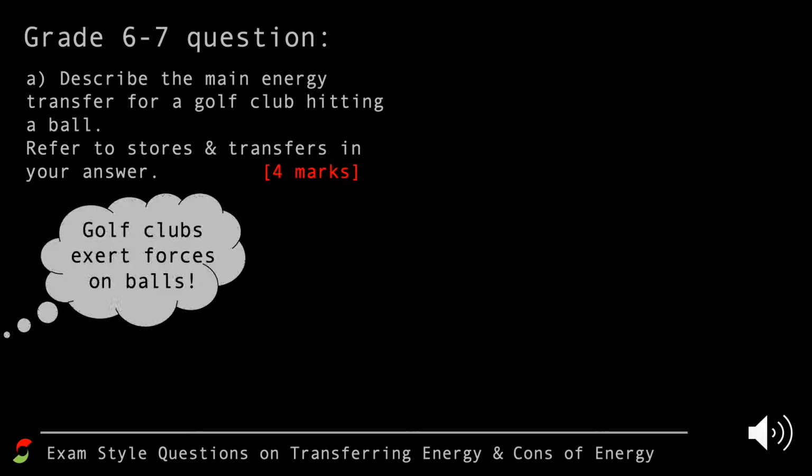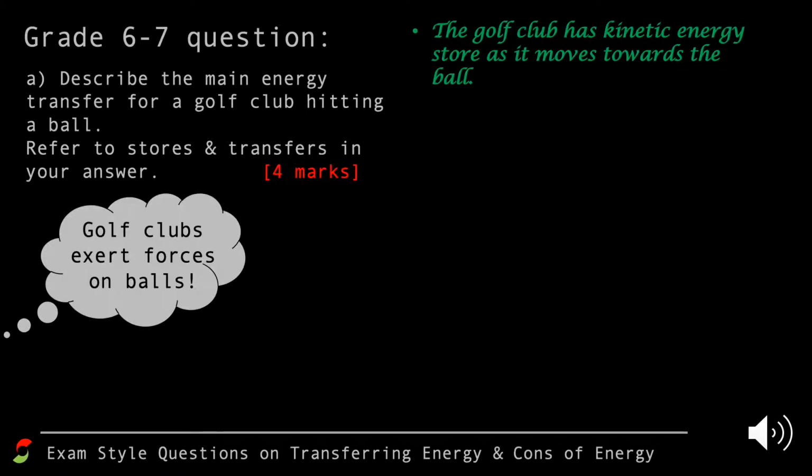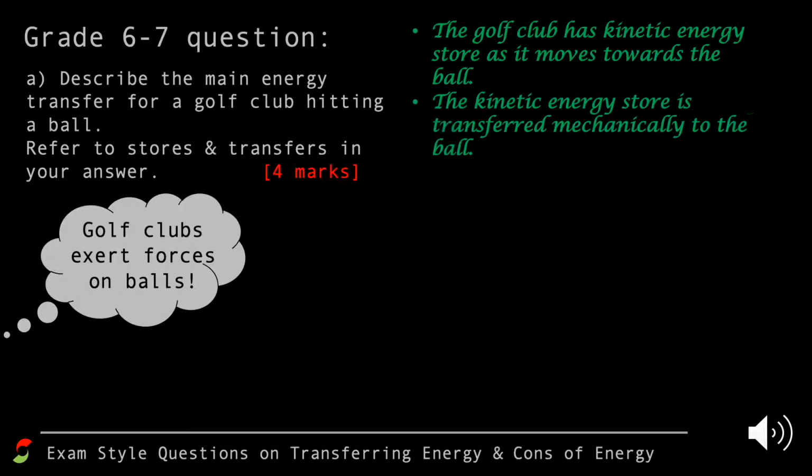So first I'm thinking, well, golf clubs exert forces on balls. So I'm going to have to say something about mechanical transfers in this. So that's really helpful. To start off with though, you swing a golf club and the golf club moves. Therefore, the first thing you can say is that there's a kinetic energy store of the golf club. And when it strikes the golf ball, the golf club transfers mechanical energy to the golf ball because of this force. So the kinetic energy store is transferred mechanically to the ball.